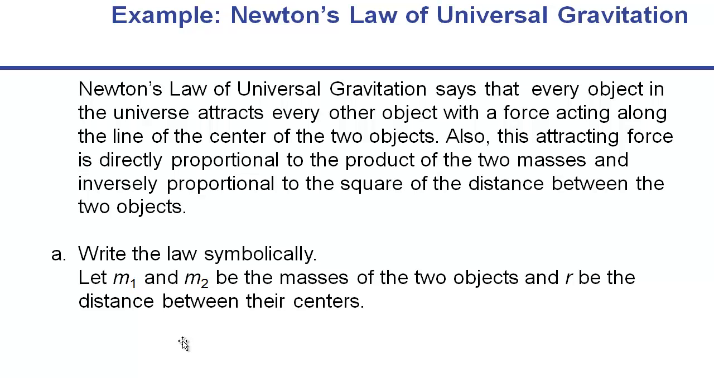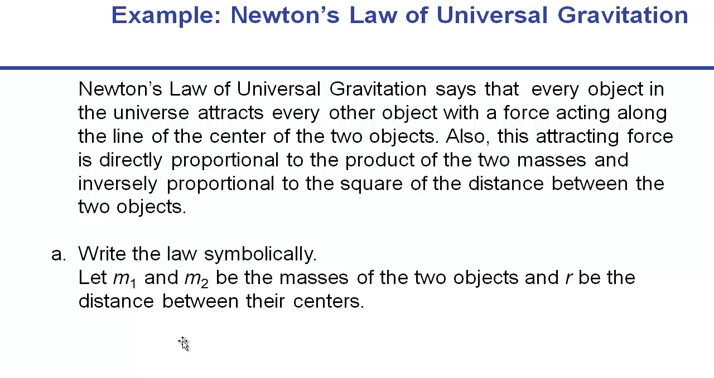is attracted to every other object with a force that acts along a line that goes to the center of those two objects. So if you draw a line from the center of one object to the center of the other object, the force is pulling them together along that line. We also know that that attracting force is directly proportional to the product of their two masses and also inversely proportional to the square of the distance between them.